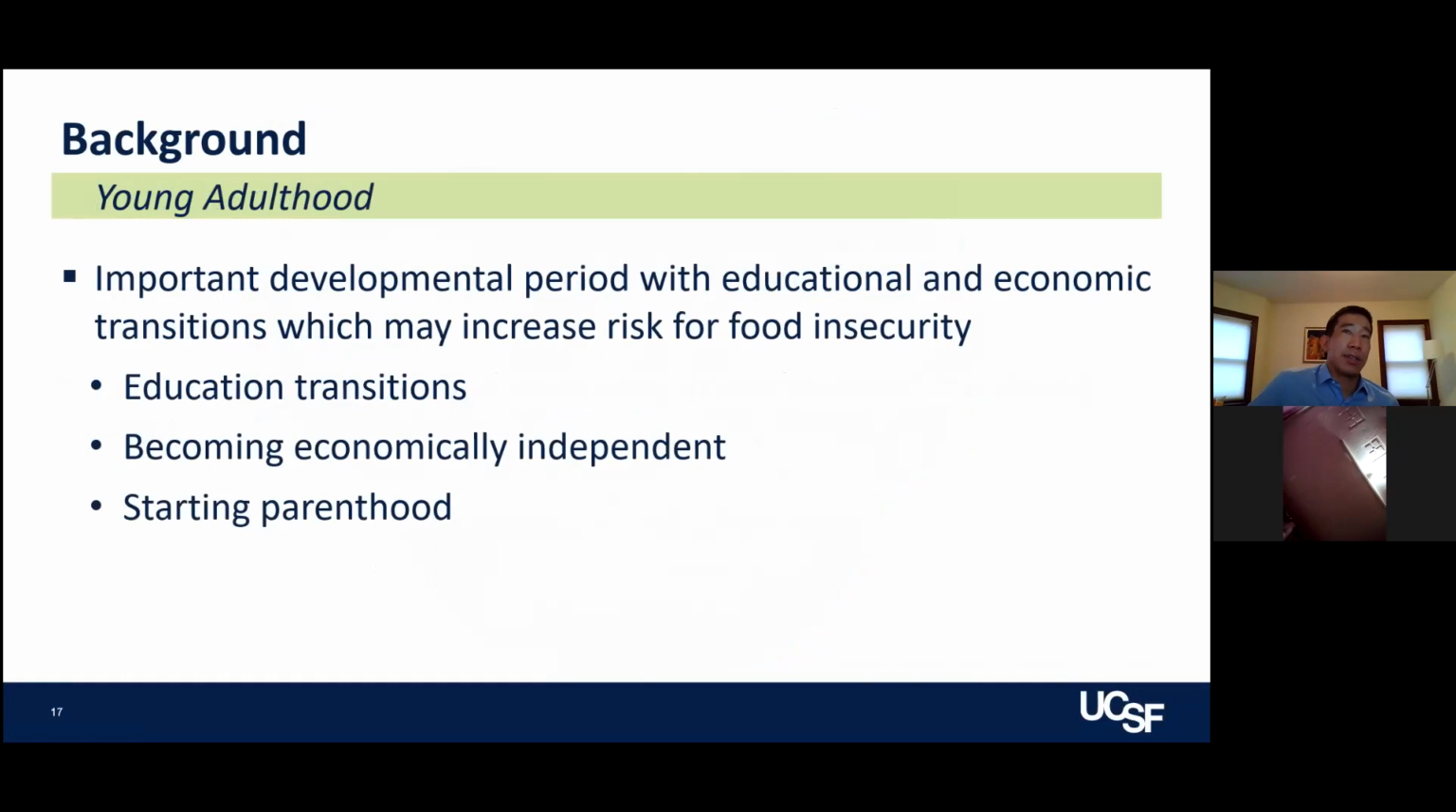And as has been mentioned by Jacqueline and others, adolescence and young adulthood is an important period when young people may be at risk for food insecurity, either because they're going through educational transitions or they're trying to become economically independent. While they may initially be dependent on their parents, they may need to start procuring or buying their own food. And also as they start parenthood or their own families, they now have dependents whose food security they need to be responsible for.